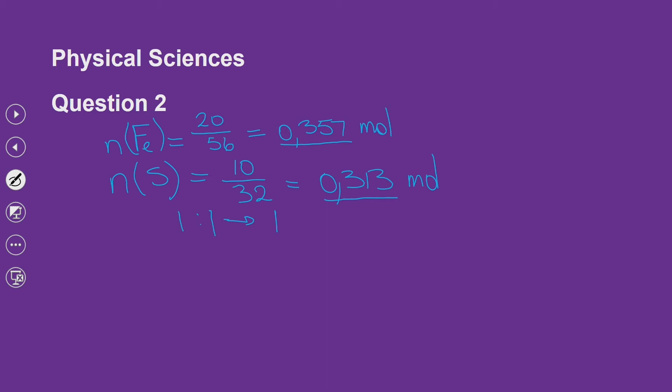All right. If our mole ratio is 1:1, why is that not showing in our calculation? Because it means that one of them is in excess and the other one is a limiting agent. So from this, we can clearly see that the number of mole of sulfur is smaller than the number of mole of our iron. What does that mean? It means that sulfur is our limiting agent.